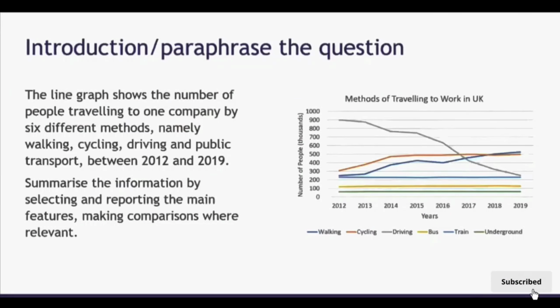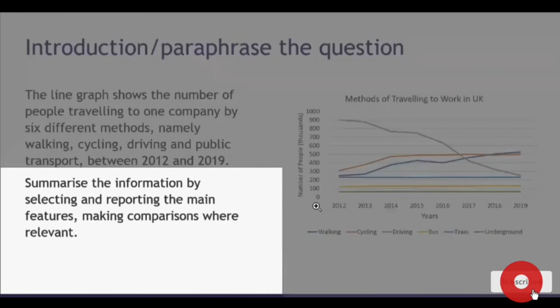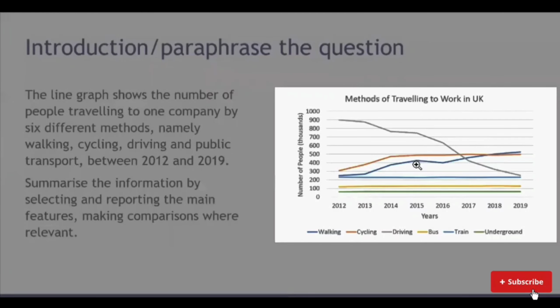Here is an example. On the left-hand side, the line graph shows the number of people traveling to one company by 6 methods, namely walking, cycling, driving, and public transport, between 2012 and 2019. At the bottom, we see walking, cycling, driving, and public transport, including bus, train, and underground. The number of people, shown in thousands, demonstrates the methods of traveling to work in the UK. It is essential to paraphrase this portion.